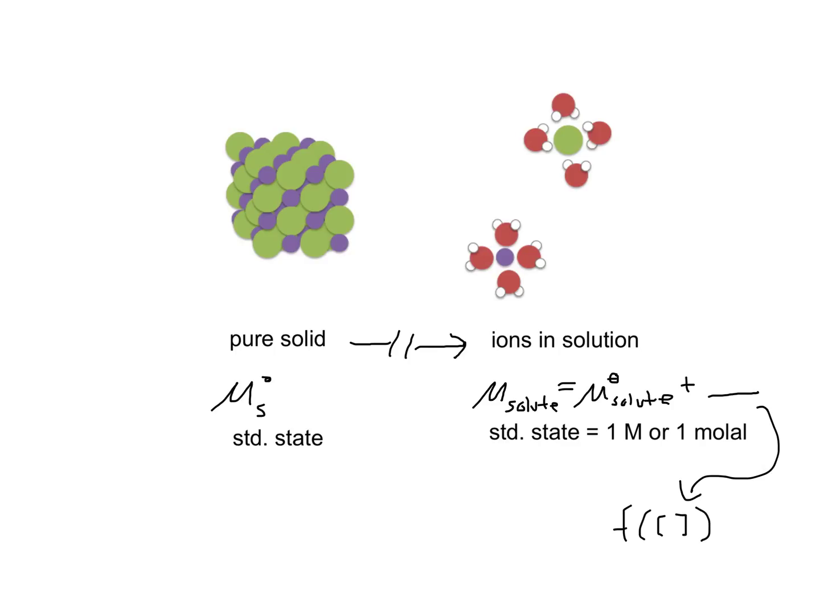Although we've used the example of an ionic solid dissolving into water, you can imagine the same type of argument being made for a gas in solution or any other solid in solution. And so when we have a solid or a gas solute, we use 1 molar or 1 molal as our standard state.